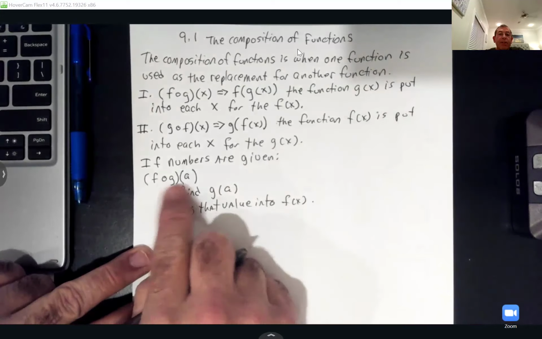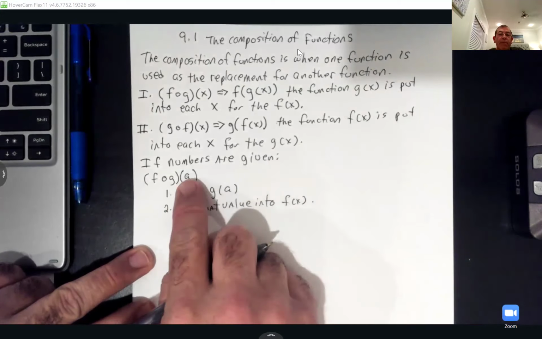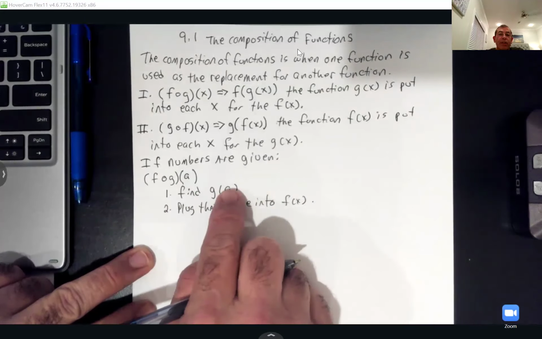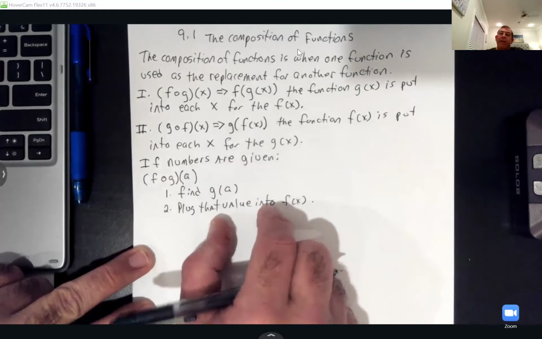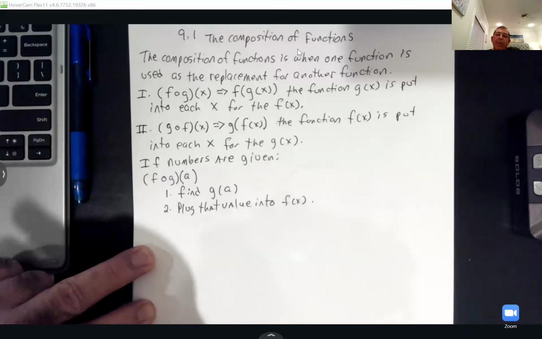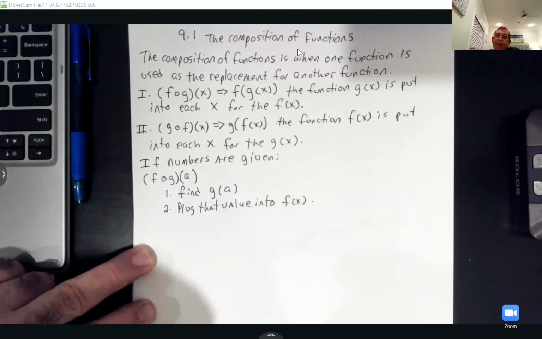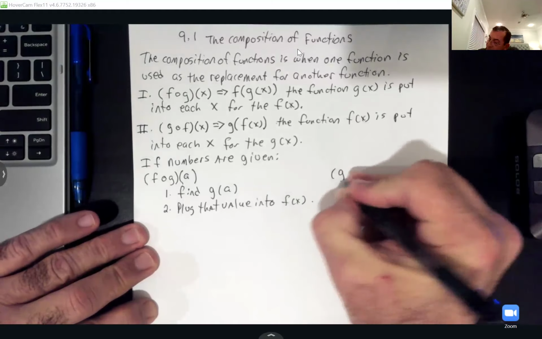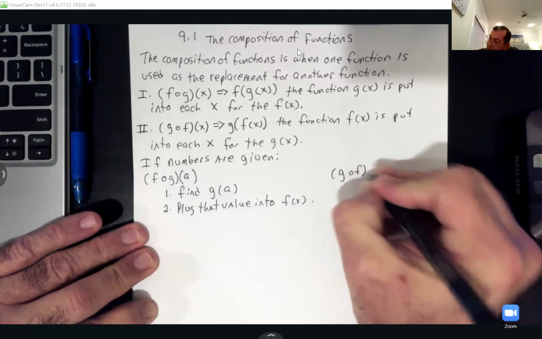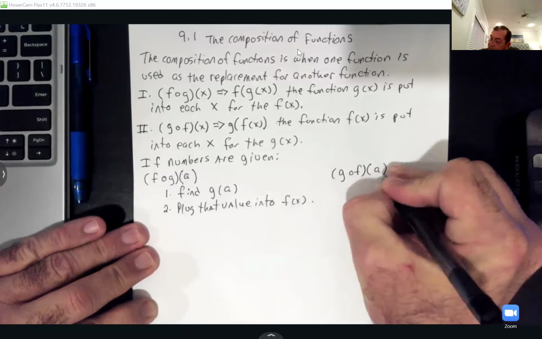Okay, so if you have F of G of A, numbers are given for the variable, plug it into your G first, and then take that value and plug it into the F. So it's almost like two-step substitution type problems, okay? Now, if we have G of F of X, G compose F of some number A.